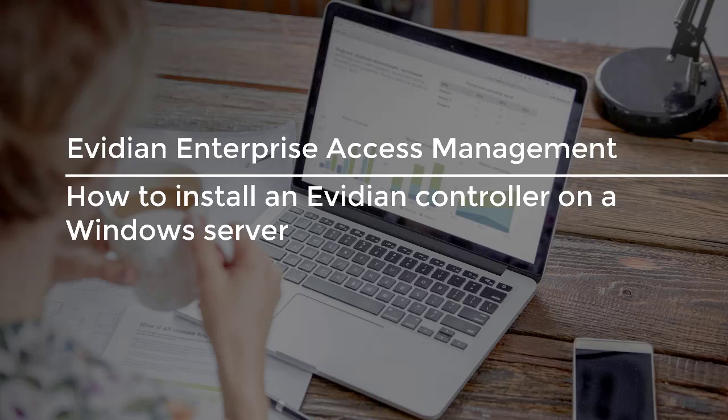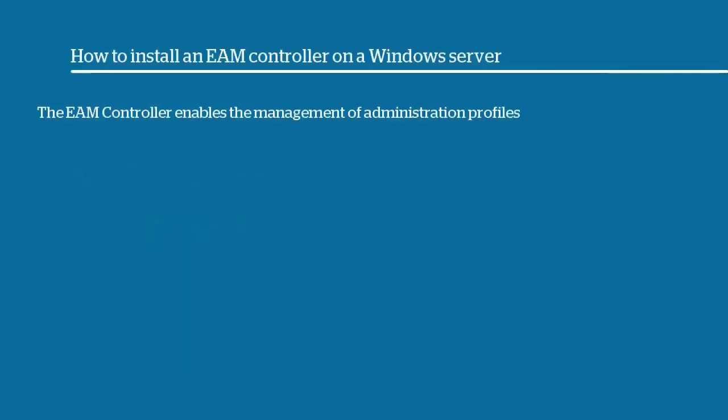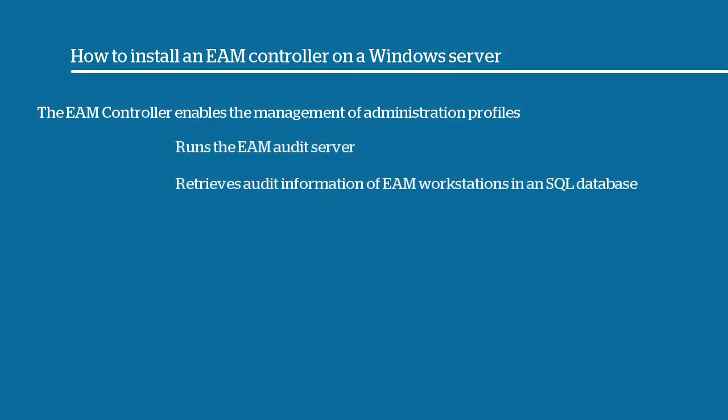This tutorial is aimed at guiding you through the installation of an Enterprise Access Management Controller using the Quick Installation Wizard. The EAM controller is an administration server that enables the management of administration profiles. The EAM controller also runs as the EAM audit server. It retrieves audit information of the EAM workstations in an SQL database. The pieces of audit data are available through the EAM console.